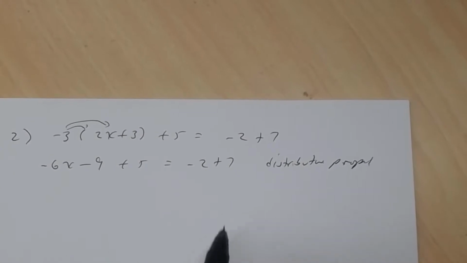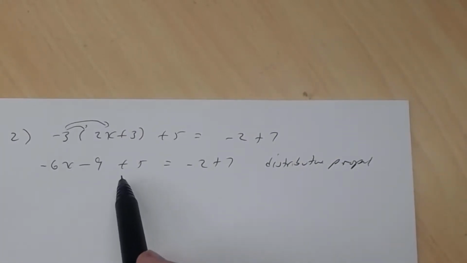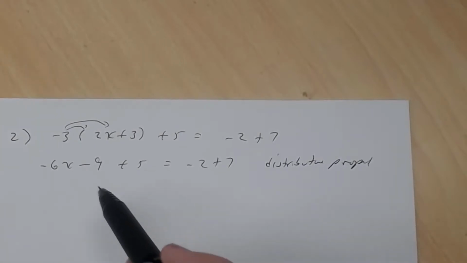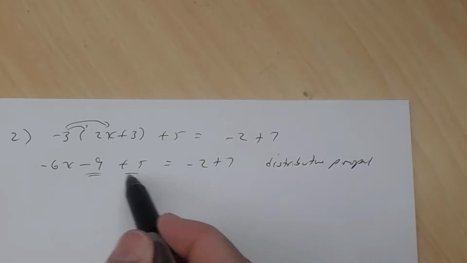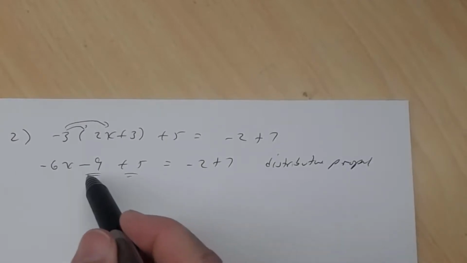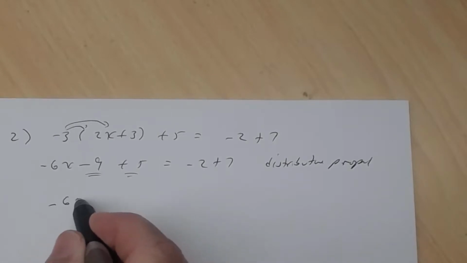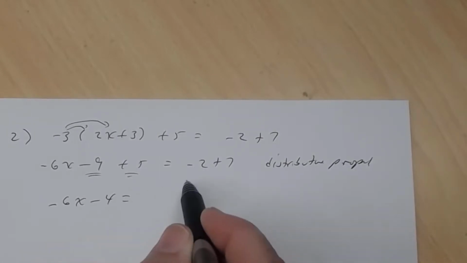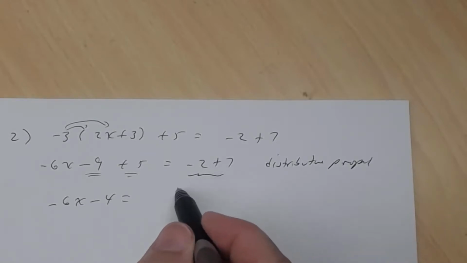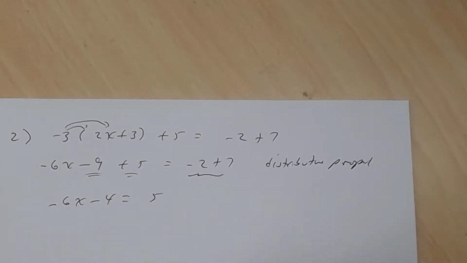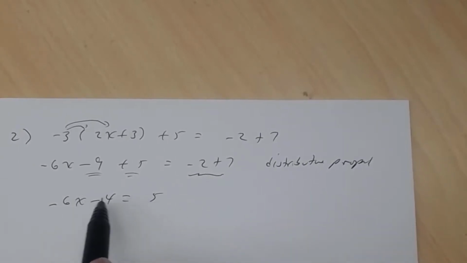Now remember, once I use the distributive property, the next thing you want to do is ask, can I combine like terms? On the left side you can, because these are constants right here. A negative 9 and a positive 5 is a negative 4. So I get negative 6x minus 4 equal, and I can combine like terms here. Negative 2 plus 7, those are constants. Negative 2 plus 7 is 5. Now I have the variable on one side, but constants on the other.